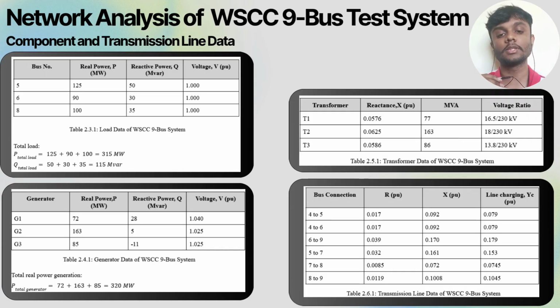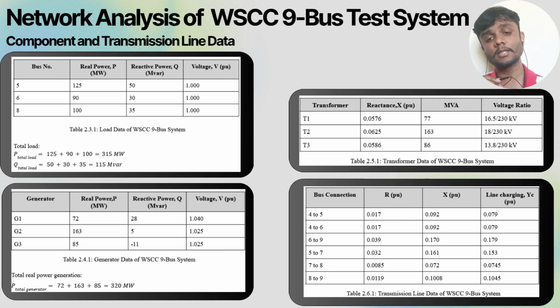Next, this slide shows the main data used for our network analysis. As you can see in our slide, there are a few tables. These tables are divided into load data, generator data, transformer data, and transmission line data. So the load demand is located at bus 5, 6, and 8. The total power demand is about 315 megawatts, while the total reactive power demand is 115 megavars.